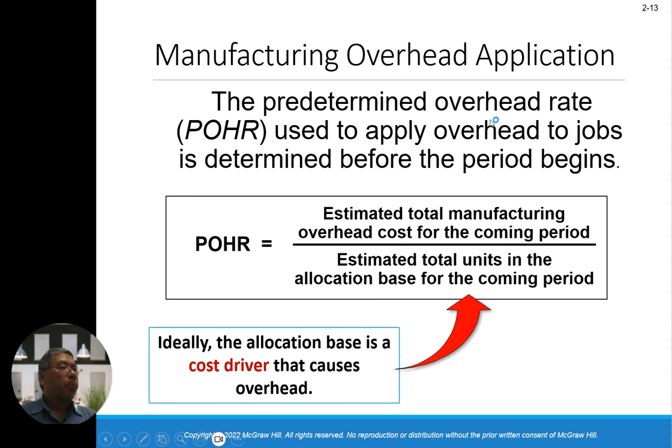The POHR, which is the predetermined overhead rate, is used to apply overhead to jobs and is determined before the period begins. It is the estimated total manufacturing overhead cost of the coming period divided by the total units in the allocation base for the coming period. Ideally, the allocation base is a cost driver that causes overhead.